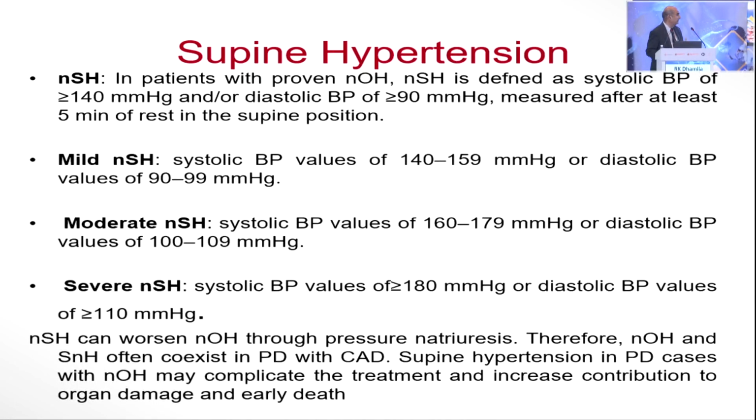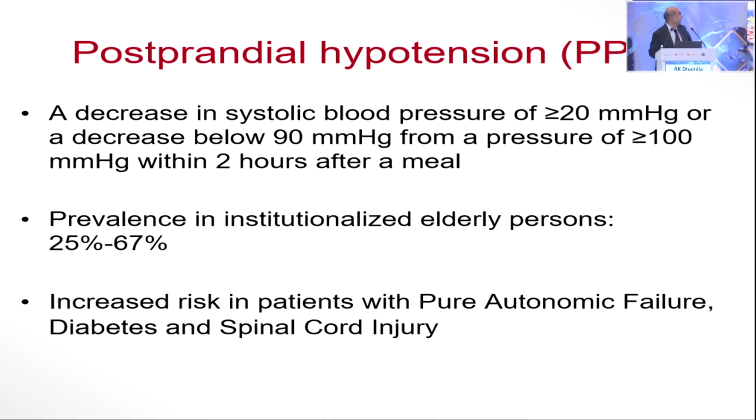It could be mild, moderate, or severe, depending on the readings and on what time of the day you do it. But why should we know about it? Because neurogenic supine hypertension often worsens the orthostatic hypotension. They go hand in hand and often coexist, and that is why they must be measured by 24-hour ambulatory BP monitoring in all patients of Parkinson's disease who come to our clinic. Supine hypertension can lead to acute as well as chronic complications, with well-known organ damage, and that is something we need to protect against, for early death as well as for overall morbidity and mortality.